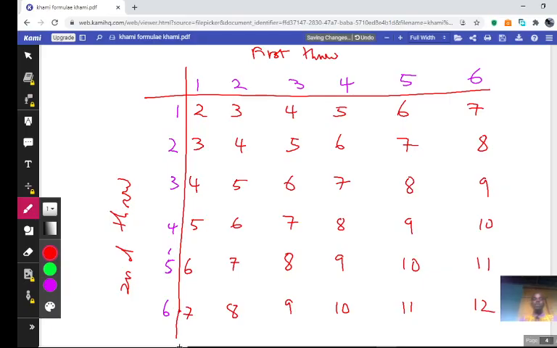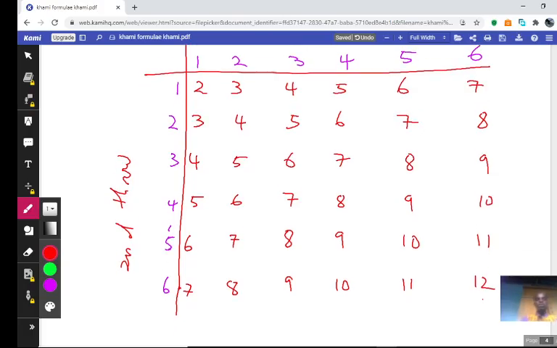So these are the possible outcomes in red. These are all the possible outcomes if a die is thrown twice or two dice are thrown at the same time. So how many are they? You just count them. 1, 2, 3, 4, 5, 6. Then times 1, 2, 3, 4, 5, 6 going down. So 6 by 6. So there are 36 possible outcomes altogether. Please take note of that.